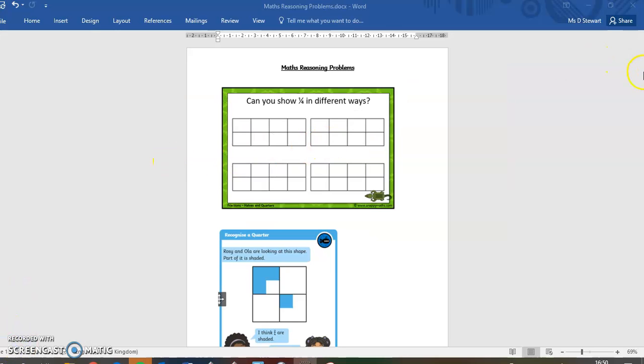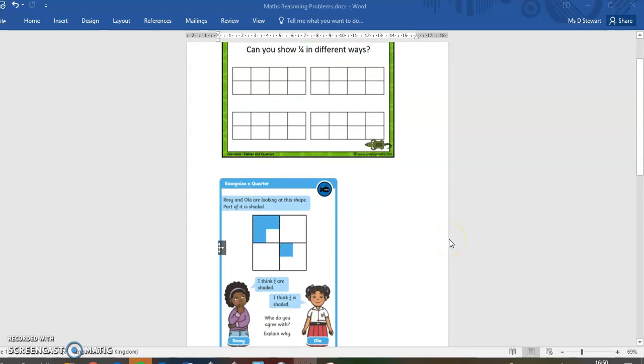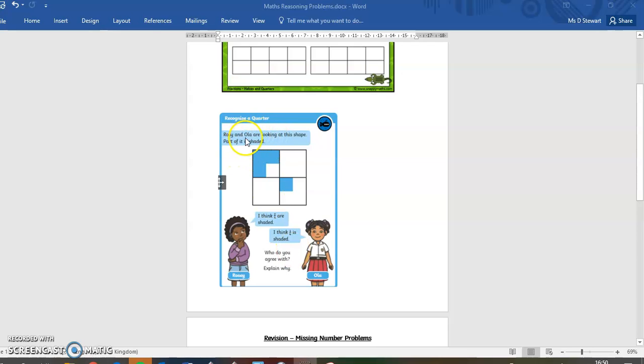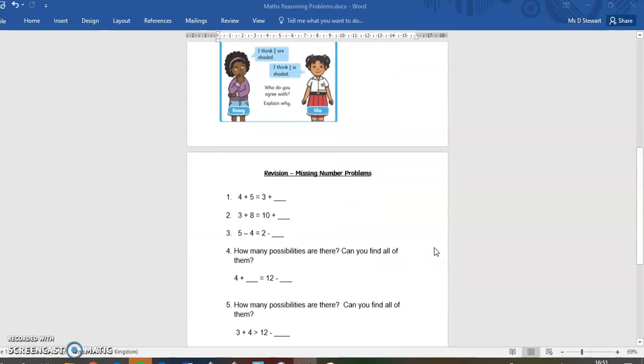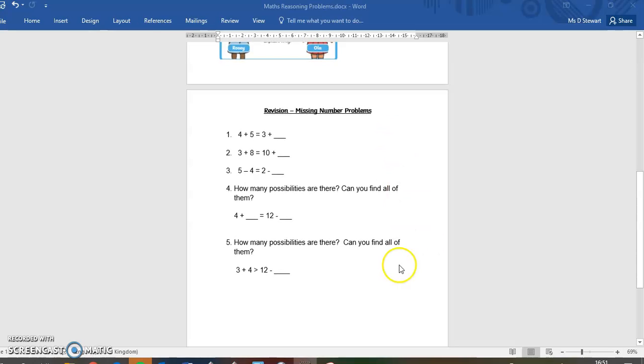There are also some reasoning problems to choose from as well. See if you can show quarter in different ways. You could even draw some more of these in your book. Having a look to see who you agree with. One person thinks 2/4 is shaded, one thinks it's a quarter, and explaining your reasoning. And then, because these are a tricky area of the year 1 work that we have to do, here are some missing number problems that you could choose from as well for a challenge, and we'll feedback on these in the other video.